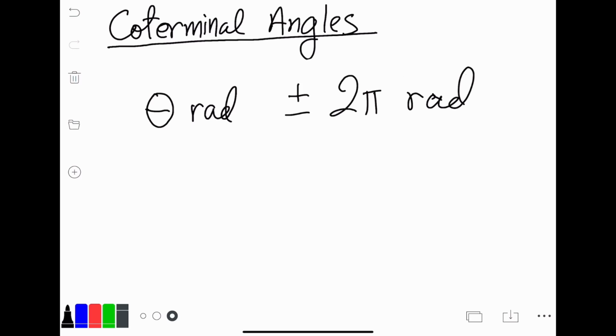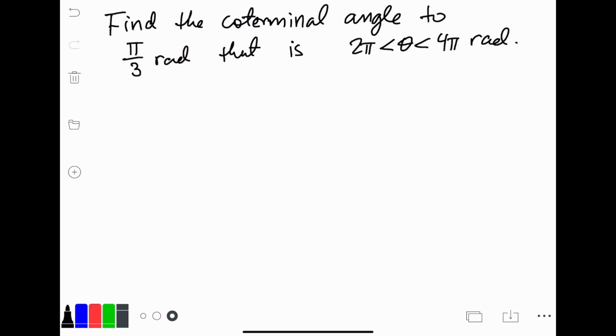So when working in radians and you're asked to find a coterminal angle, you need to add or subtract 2 pi radians. Again, you would not want to add or subtract 360 because it is a different unit. Okay, let's take a look at this problem. Find the coterminal angle to pi over 3 radians.